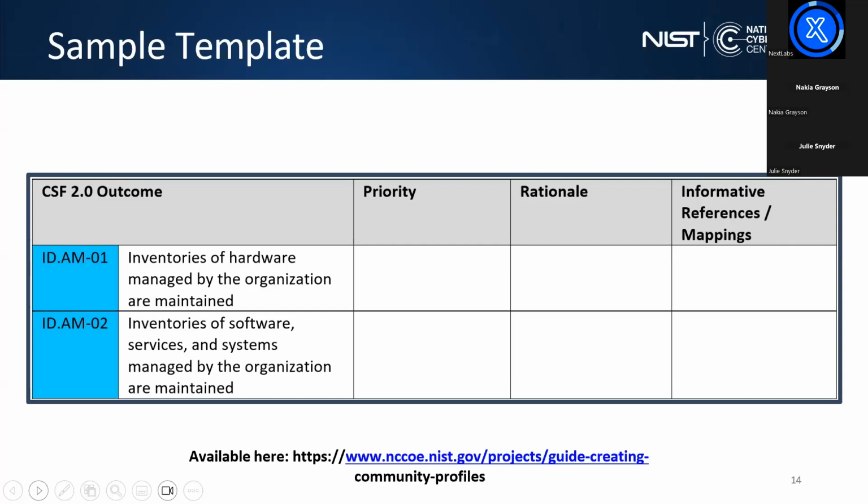And then there's a column for informative references and mapping. Certainly NIST makes informative references available, and additional communities have developed mappings to the framework. We've seen things like standards, for example industry standards, that are mapped to the framework. So it's just a simple template here.